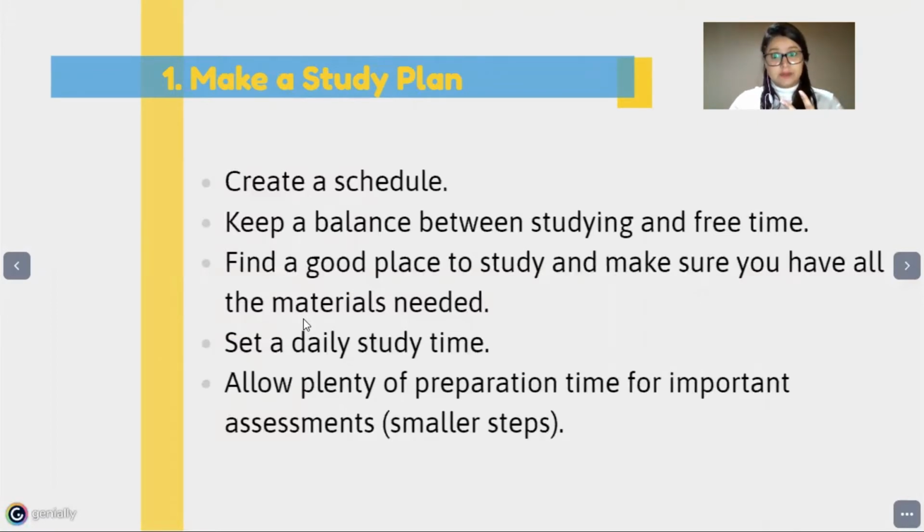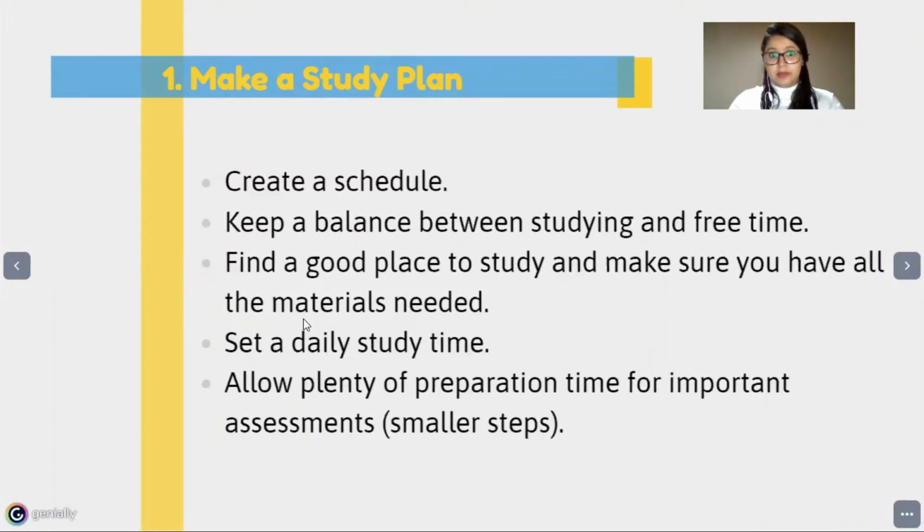Another important aspect when creating this schedule is that they need to find a good place to study, a quiet place, a comfortable place. And in this place, they need to have all the materials, pencil, eraser, all the material from the course, all what they need in order for them not to be distracted.